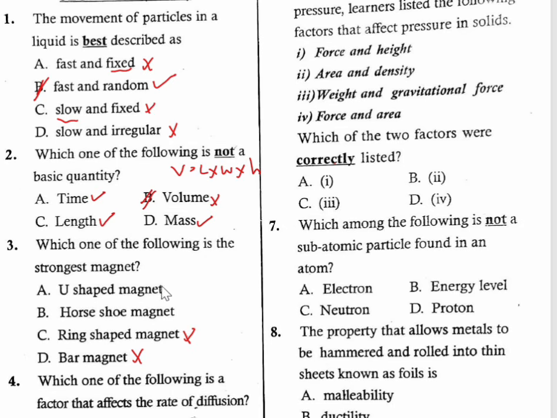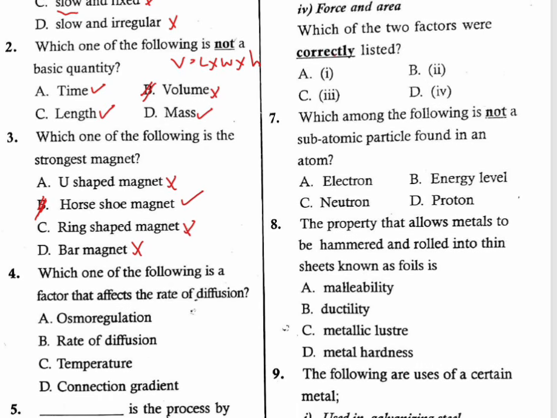So we remain with the two, the U-shaped magnet and the horseshoe magnet. The U-shaped magnet is not stronger compared to the horseshoe magnet. And the reason is it is close in design, but not as effective as the horseshoe magnet. The reason why we are saying the horseshoe magnet is the strongest is because it has poles which are close together, which creates a strong magnetic field between them. And therefore, for number 3, the correct answer is B. Horseshoe magnet is the strongest magnet according to these options. Let us go to question number 4.